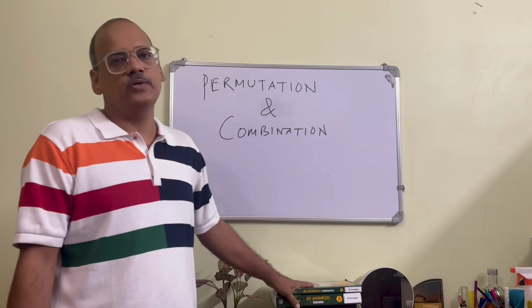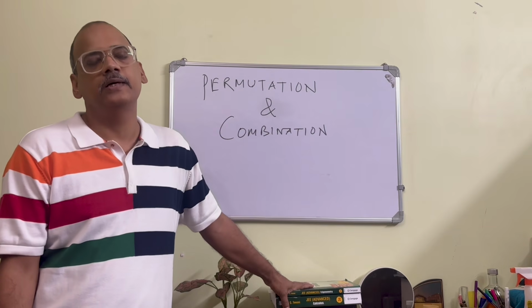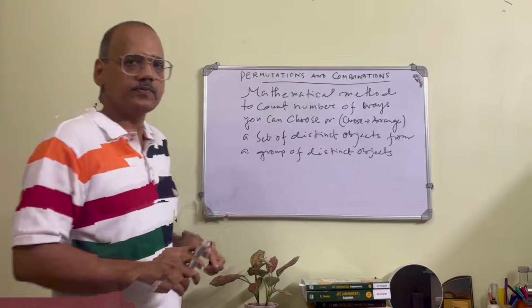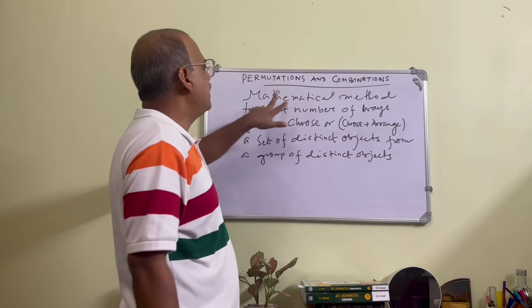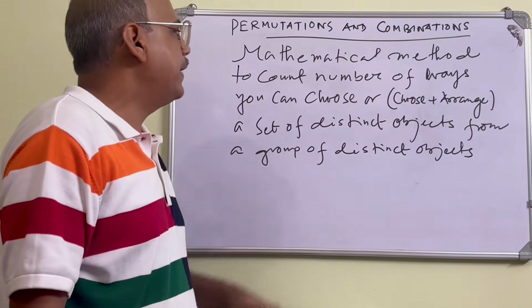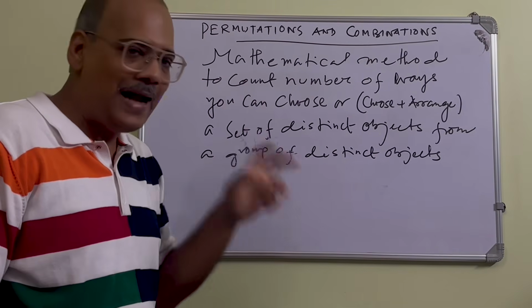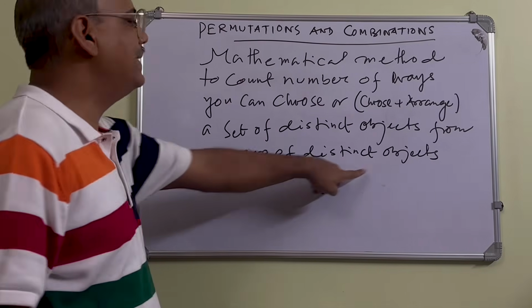Today, we'll be discussing one of the most important topics at the 10 plus 2 level, which is permutations and combinations. Let's begin. Permutations and combinations are basically mathematical methods to count the number of ways you can choose and arrange a set of distinct objects from a group of distinct objects.